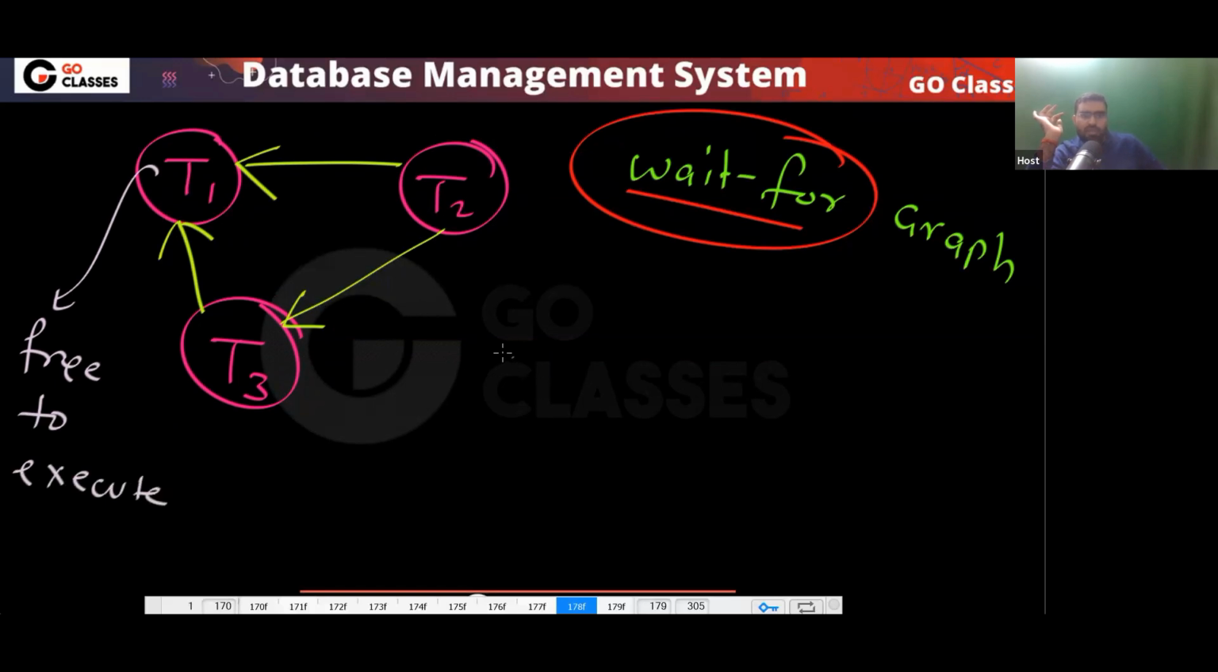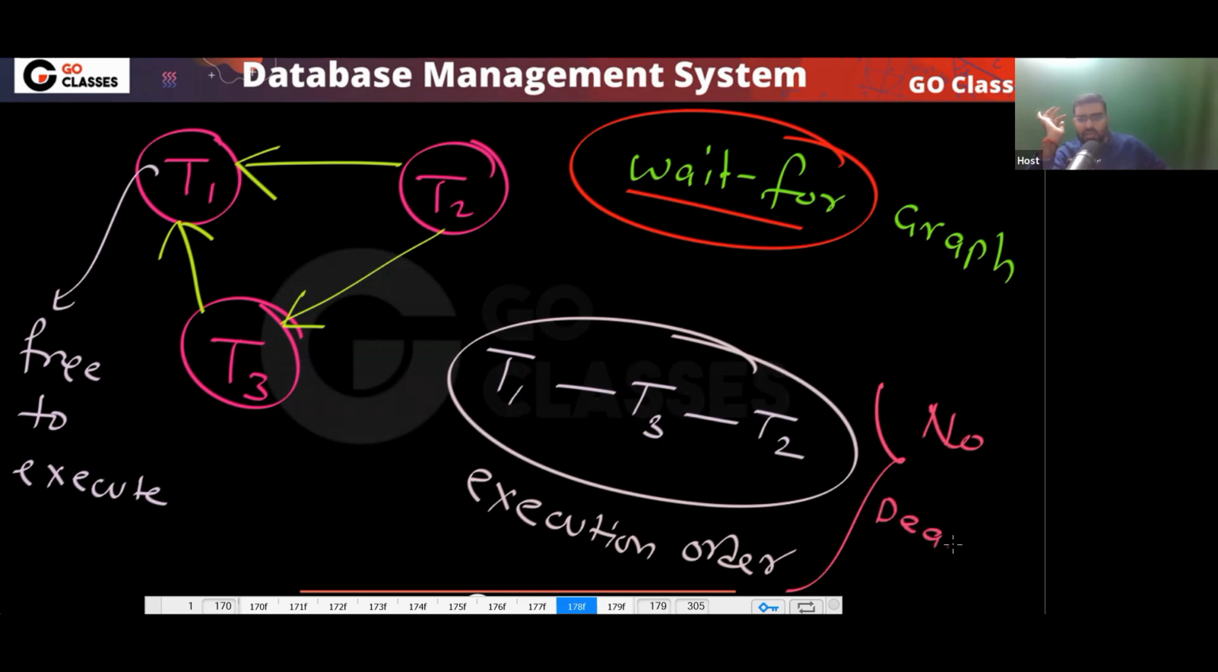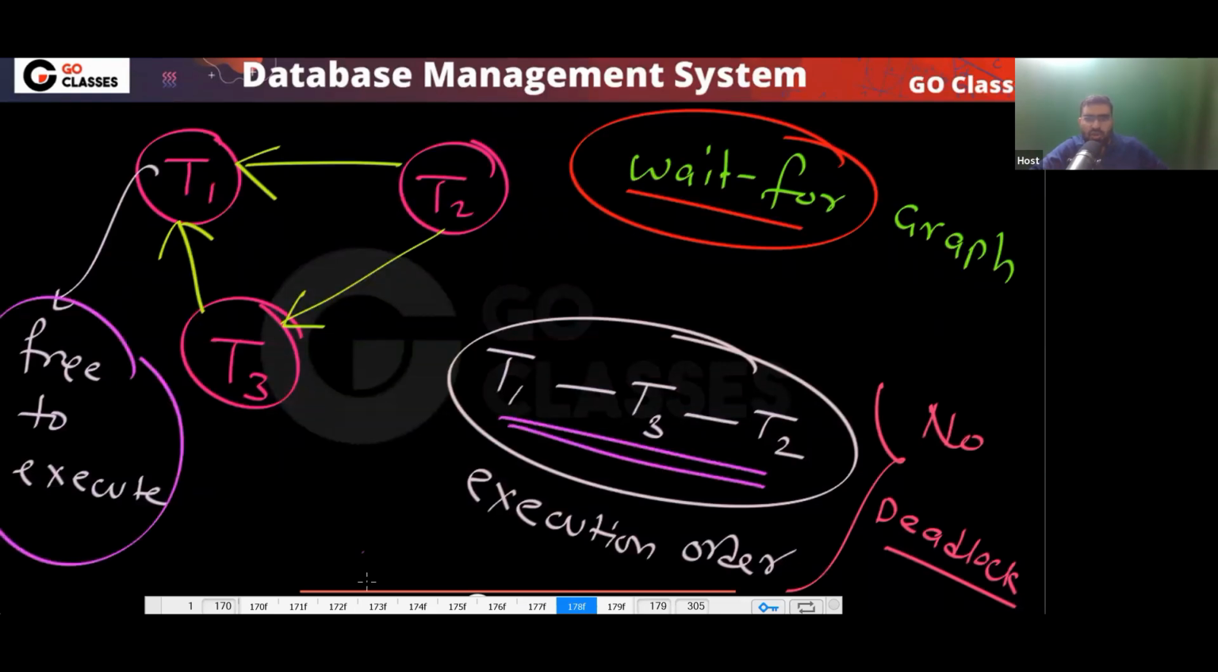So T1 can execute first, then T3 can execute, then T2 can execute. This is the execution order. So definitely I can say there is no deadlock, because T1 is free to execute. T1 is not waiting for anyone. T2 is waiting for T3 and T1. T3 is waiting for T1. T1 is free to execute, so this is the execution order.